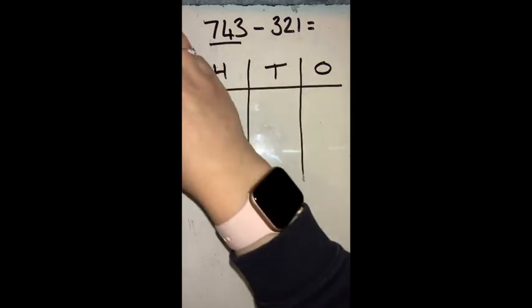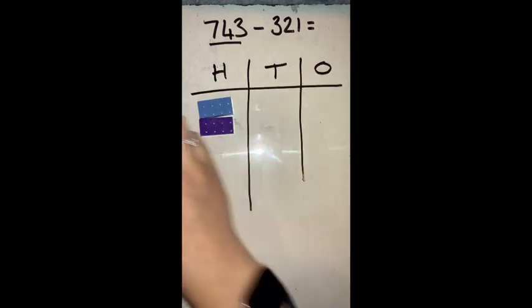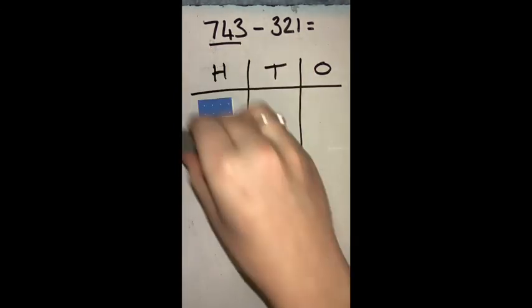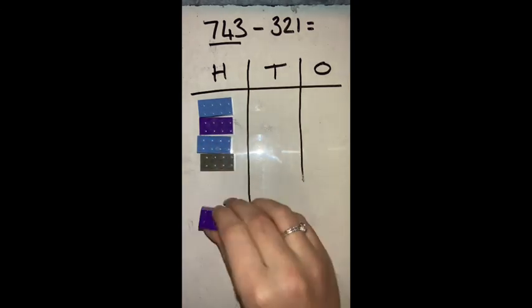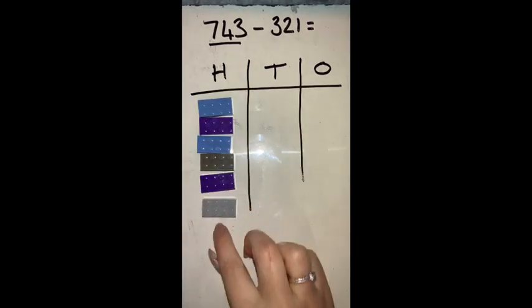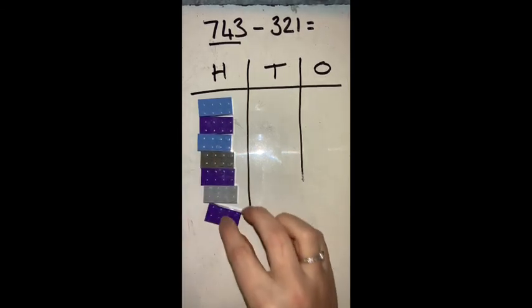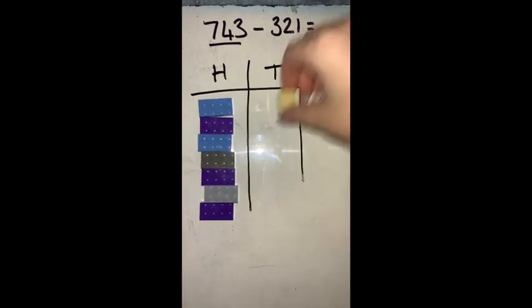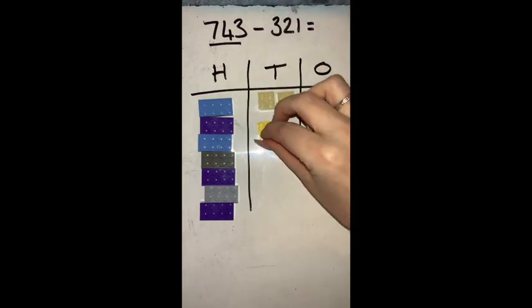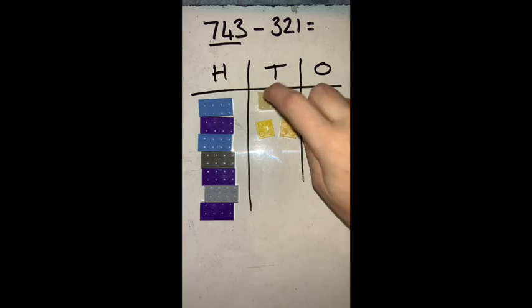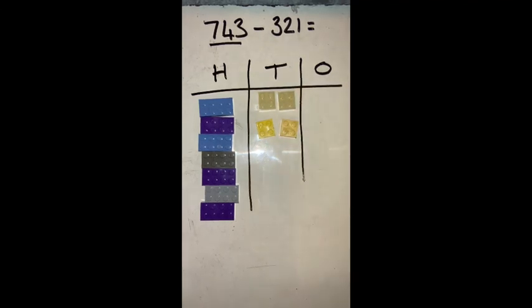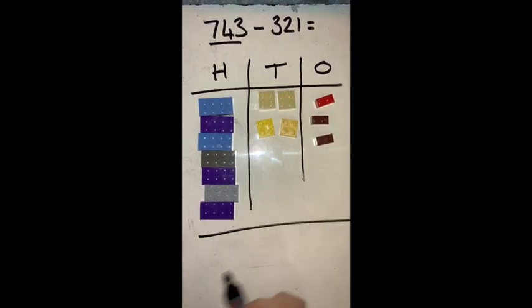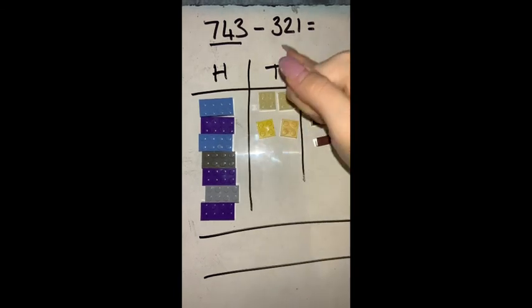I need 700s. 1, 2, 3, 4, 5, 6, 7. I need 40. 1, 2, 3, 4. So I've got 10, 20, 30, 40. And I need 3 little ones. 1, 2, and 3.